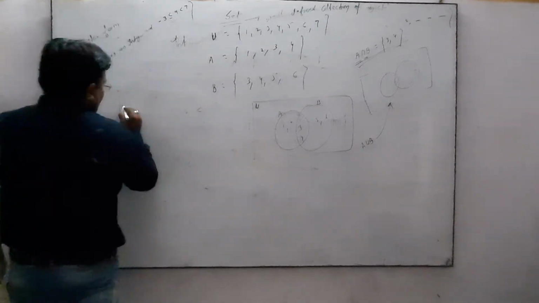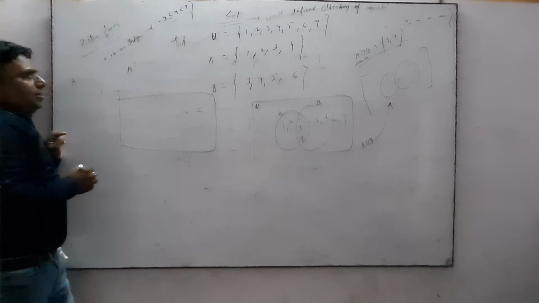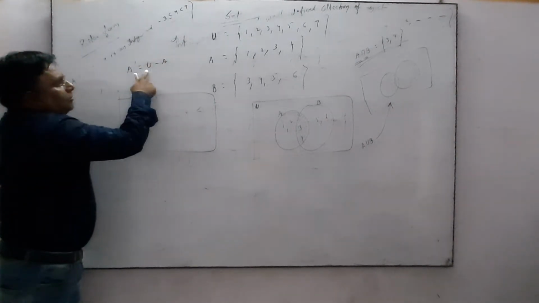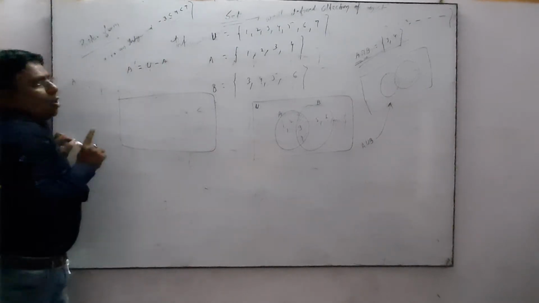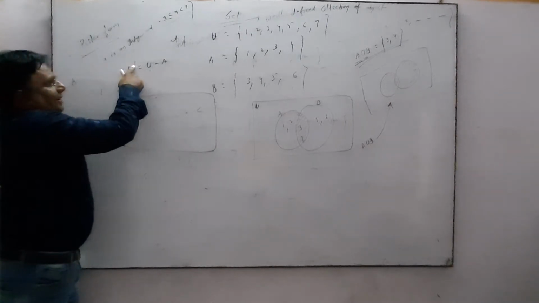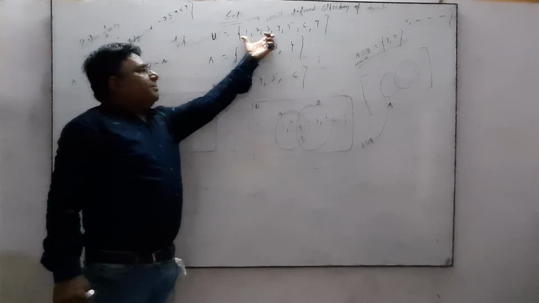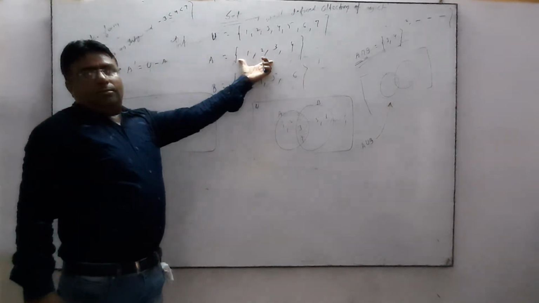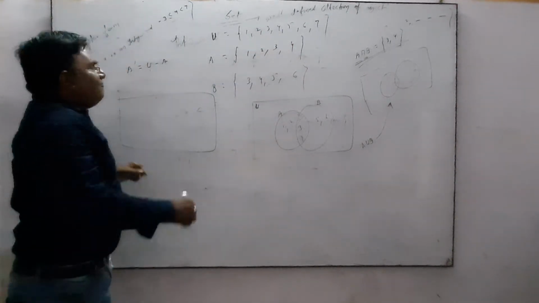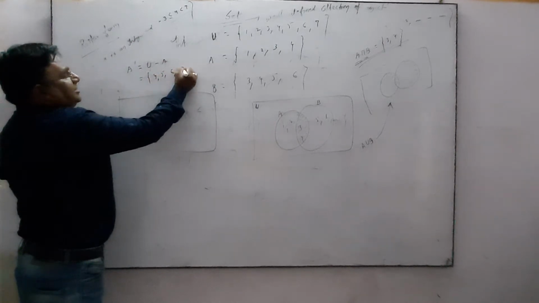Now another, find the value of A dash. This is the complement set. What is the complement set? That is the universal set minus A. A dash is the complement of set A, and complement is denoted by dash. U minus A means from the universal set, remove the elements of A. Then remove these elements of A. So what is left, what is A dash? That is 5, 6 and 7.